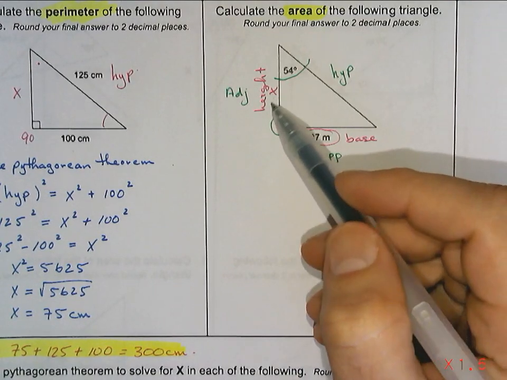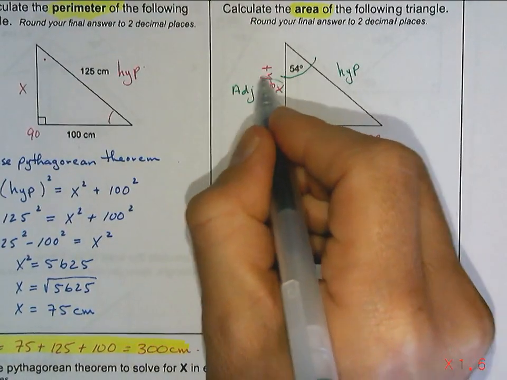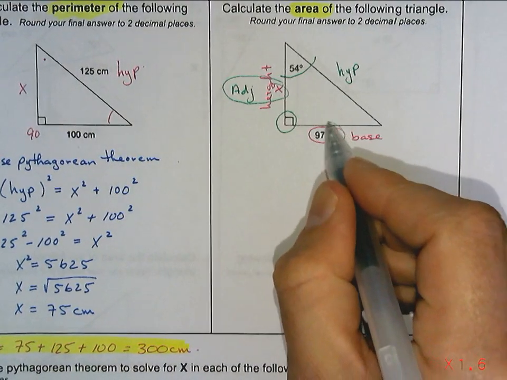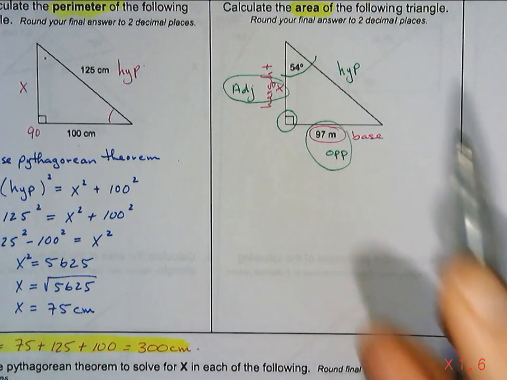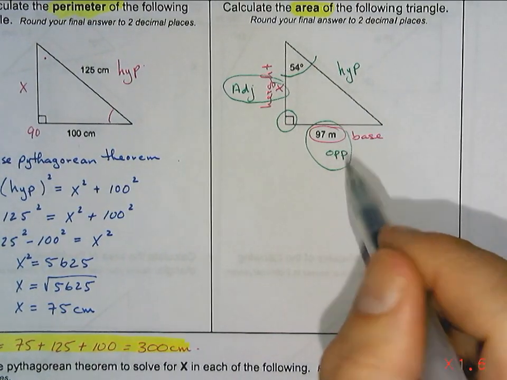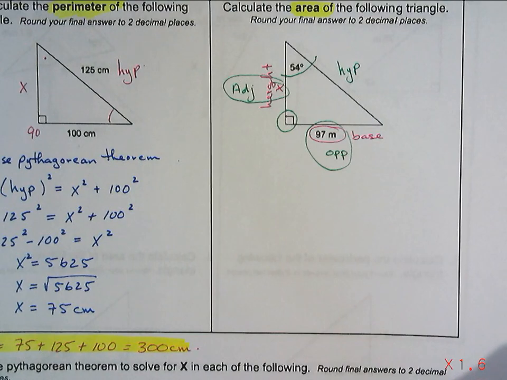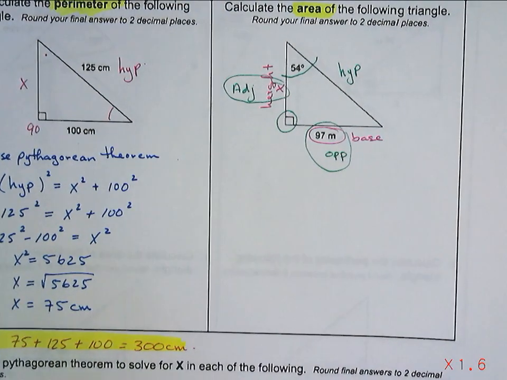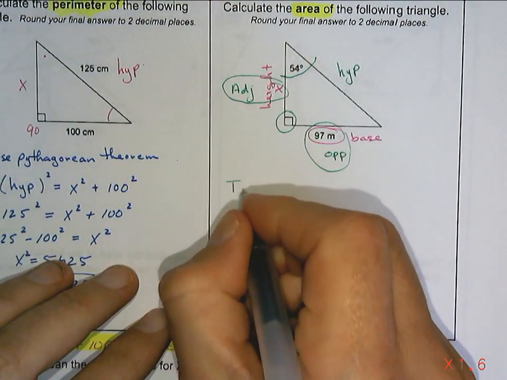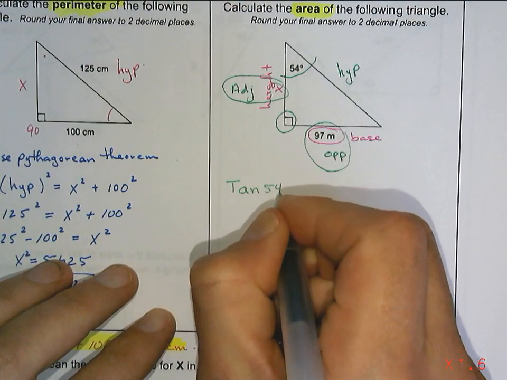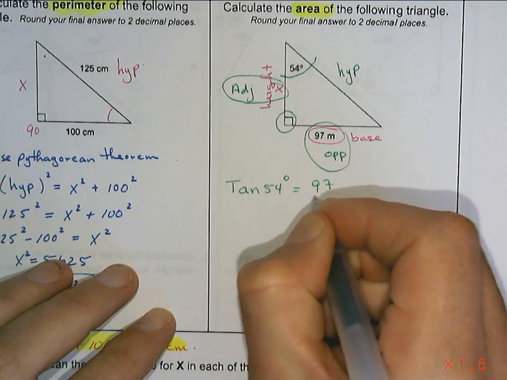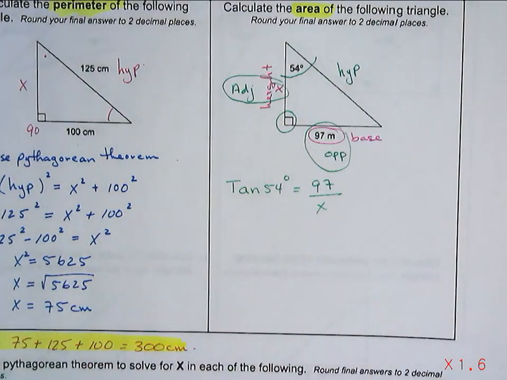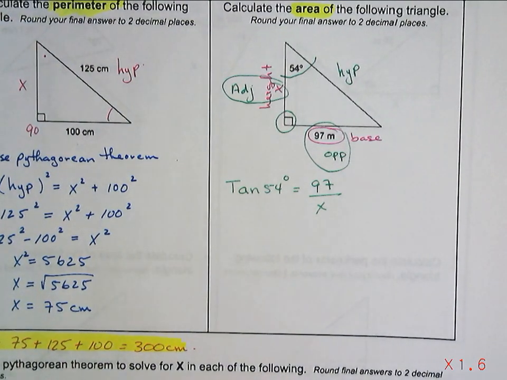So let's think about it. I want a height, which is my adjacent. I've been given my opposite, and I have an angle. So the question is, which trig ratio works with opposite and adjacent? Tan. Excellent, studio audience. So we know that the tan of 54 degrees is going to equal opposite, which is 97, over x.